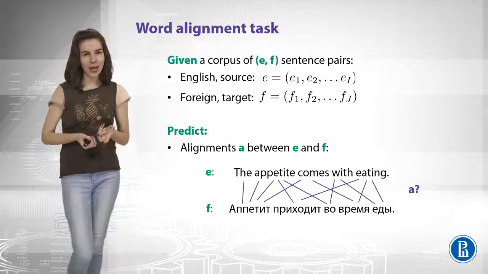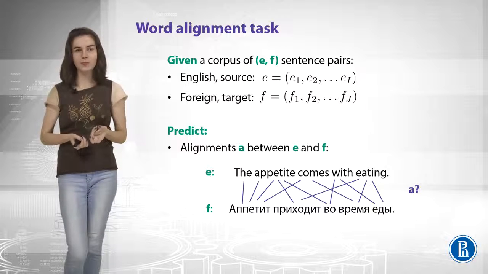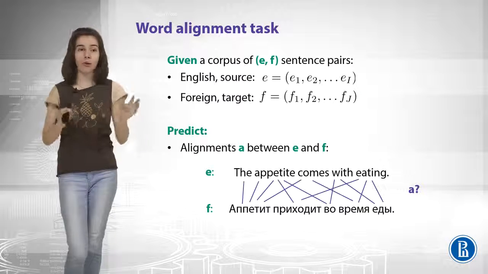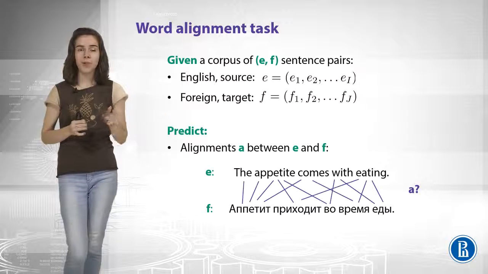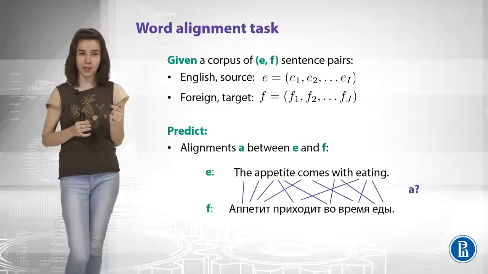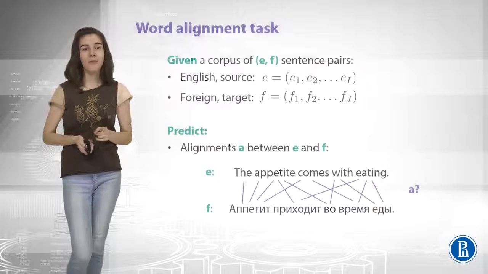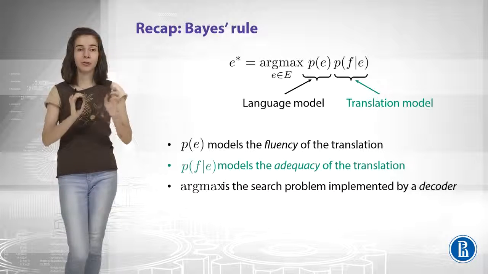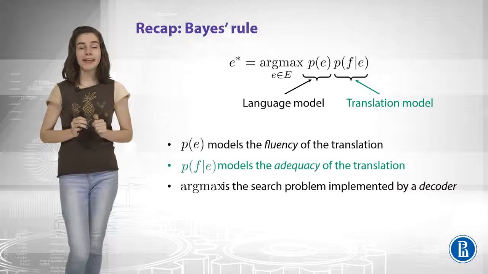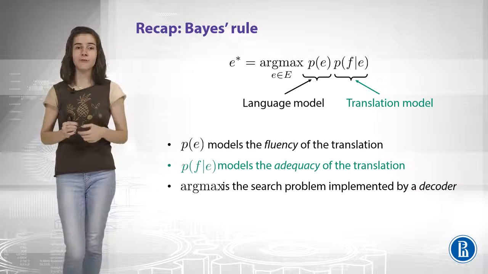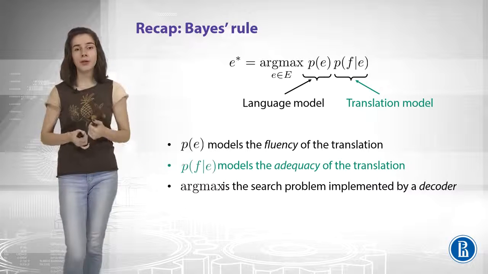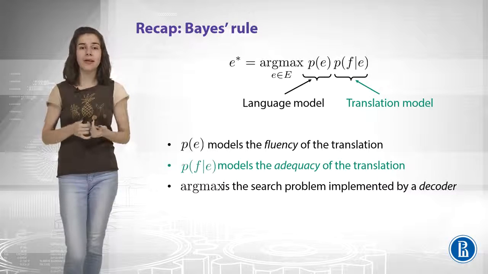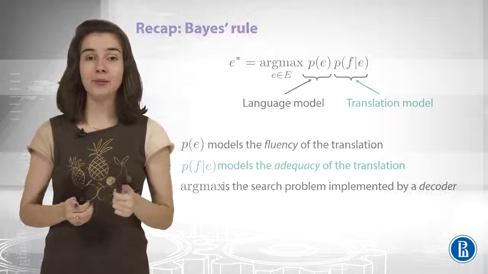Why do I say so? Well, usually we talked about machine translation system from French to English or from foreign to English. Why do I say now that it is vice versa? This is because we applied Bayes' rule. So if you remember, we did this to have our decoupled model about language and about translation. And now, to build the system that translates from F to E, we need to model the probability of F given E.